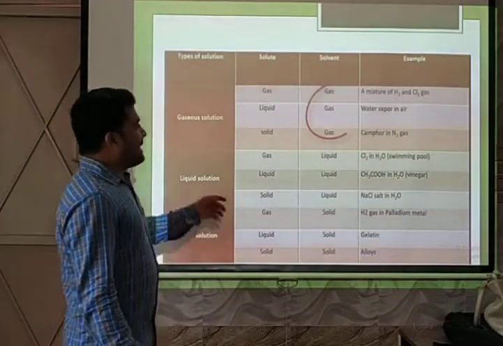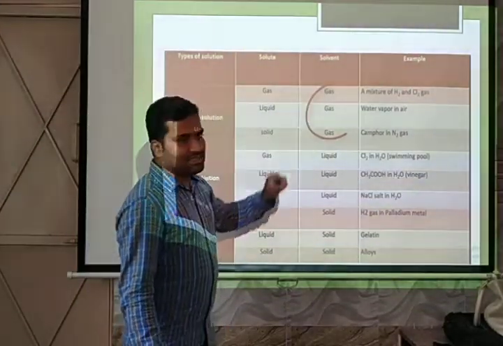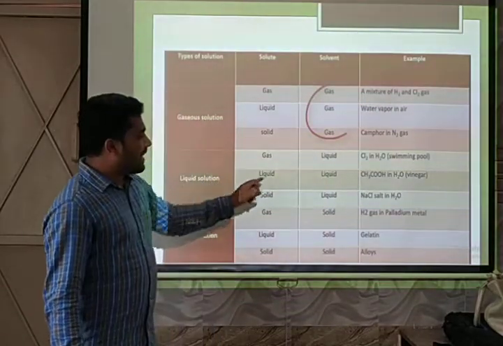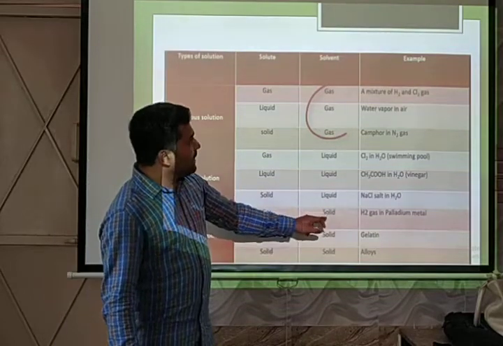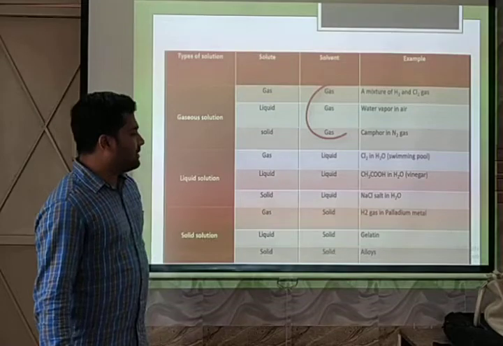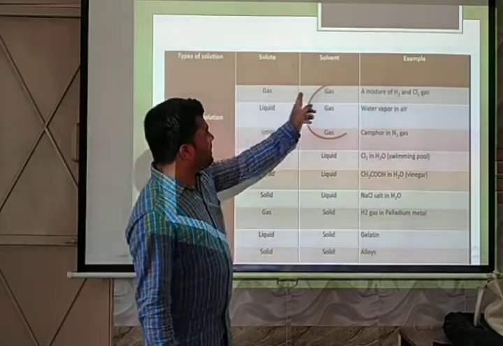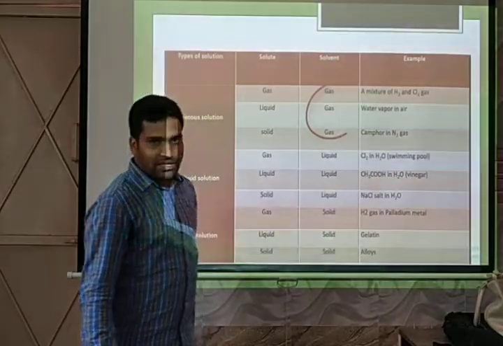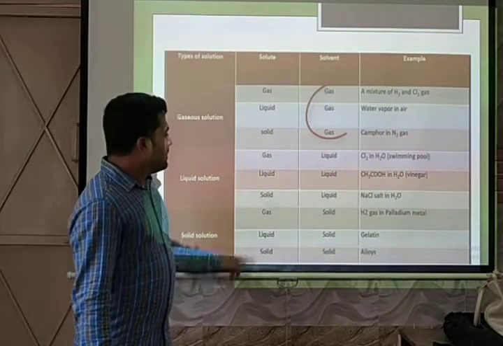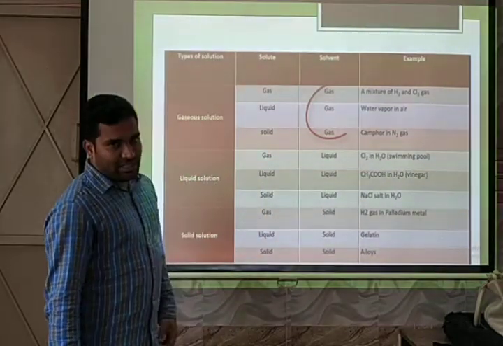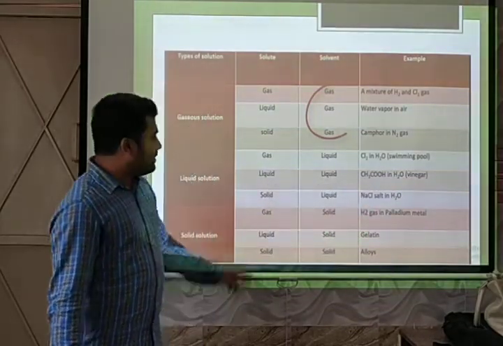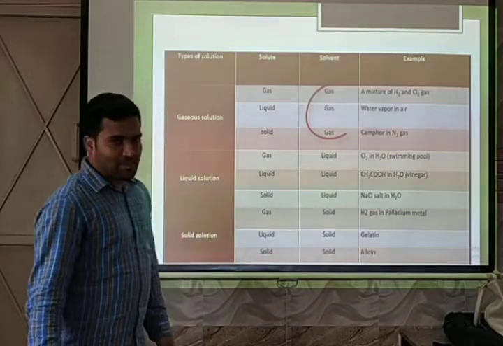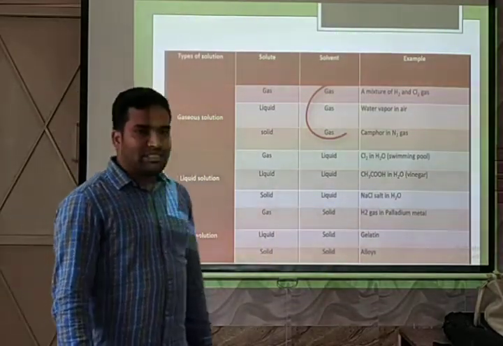Next, let's see the examples. In gaseous solution, the solvent is gas and the solutes may be gas, liquids or solids. In liquid solutions, the solvent is liquid and the solutes are gas, liquid or solid. In solid solutions, the solvent is solid and the solutes are gas, liquids and solids. Example for gas in gas: a mixture of H2 and Cl2. Liquid in gas: water vapor in air. Solid in gas: copper in gas. Gas in liquid: chlorine in water. Liquid in liquid: acetic acid in water, which you call vinegar. Solid in liquid: NaCl salt in H2O. In a solid solution, gas in solid is H2 gas in palladium, liquid in solid is gelatin, and solid in solid, you can give any example of alloys.